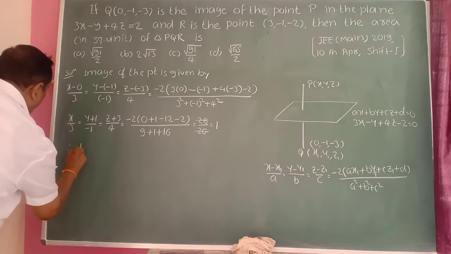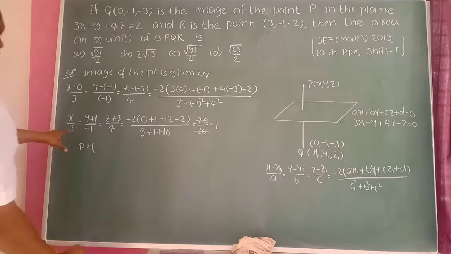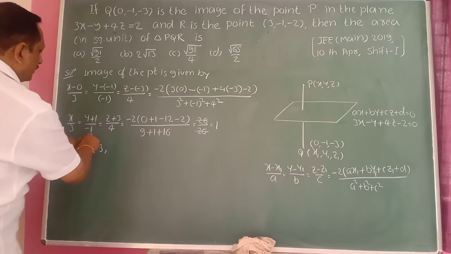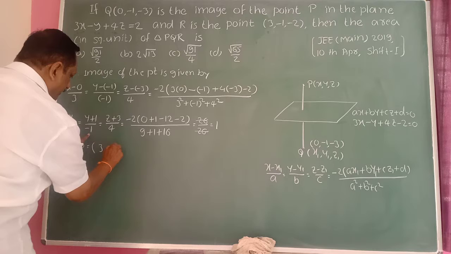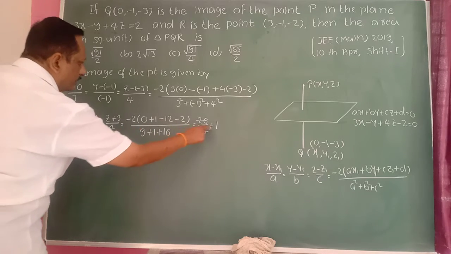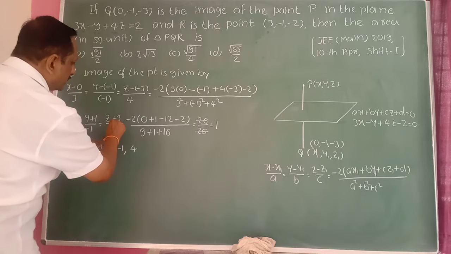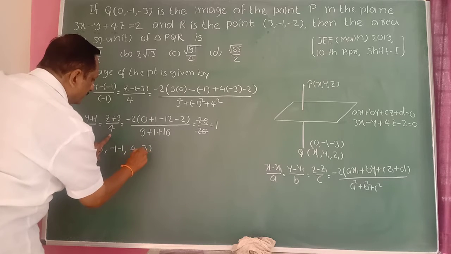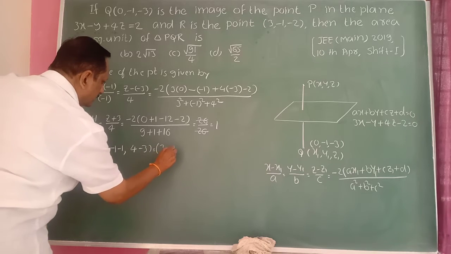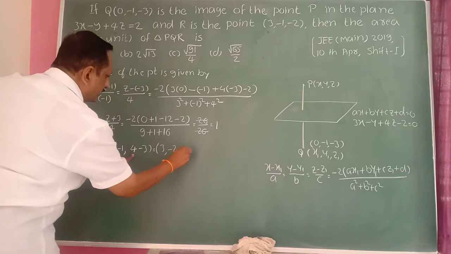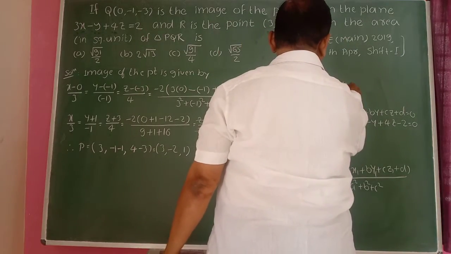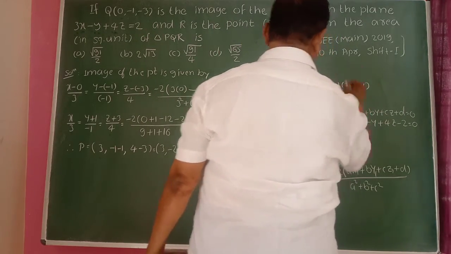Therefore the coordinates of the point P: 3 ones are 3, so write 3; then -1 times 1 becomes -1, and taking the +1 to the right-hand side it becomes -2; 4 ones are 4, taking the 3 to the right-hand side it becomes -3, and 4 - 3 becomes 1. Hence the coordinates of the point P are (3, -2, 1).